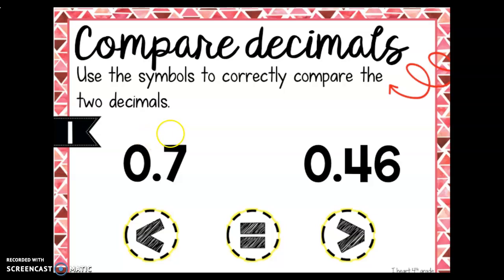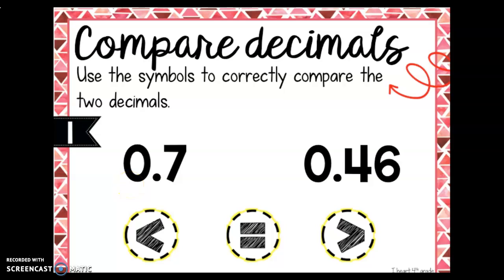So let's start with this first one. I have the decimal 7/10. Remember when we read decimals, we read the number that's behind the decimal and then we say the name of its place value. So we'd say 7/10. This decimal, I read the number that's behind the decimal. It says 46, and then I have to say the last place value. So it's 46 hundredths.